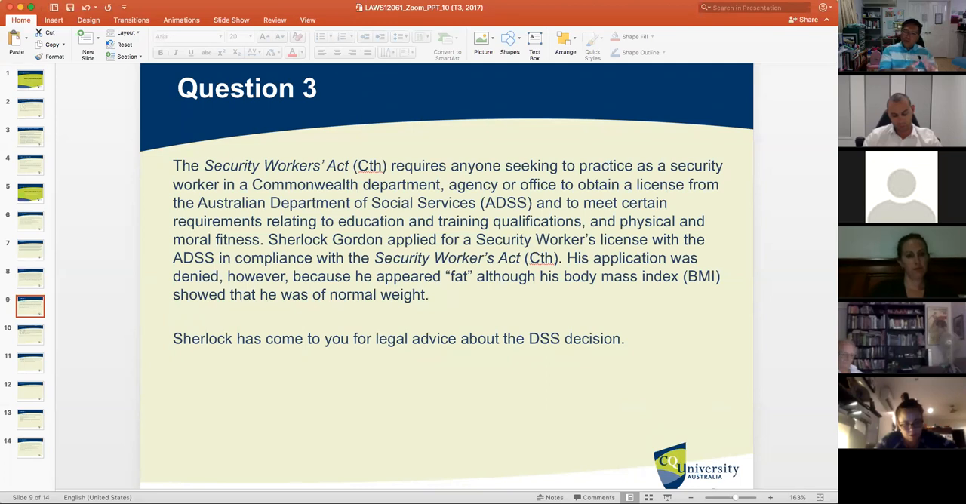Because if you just went for the quashal of the decision, what then happens is that the decision not to grant him a license will be quashed. So there is no decision. But still, Sherlock Gordon does not have a license. He wants a license. That's the point.